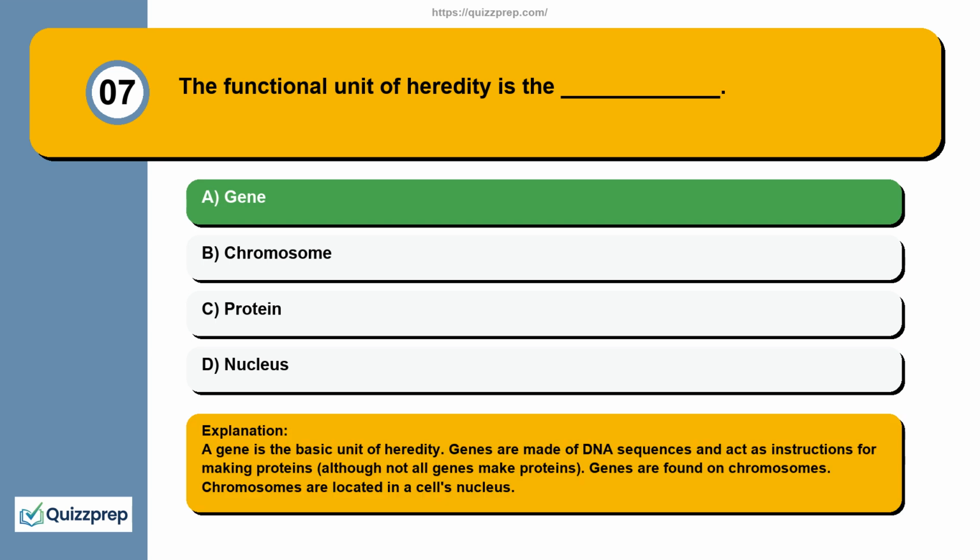A gene is the basic unit of heredity. Genes are made of DNA sequences and act as instructions for making proteins, although not all genes make proteins. Genes are found on chromosomes. Chromosomes are located in a cell's nucleus.